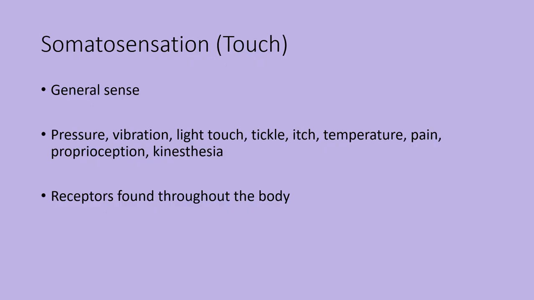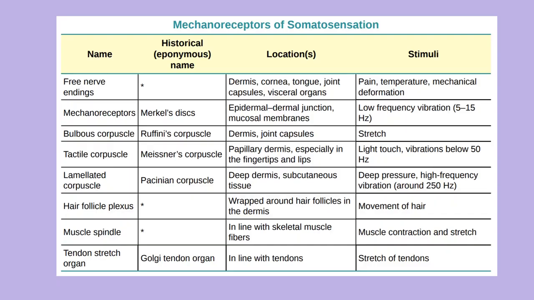Somatosensation or touch is one of your general senses, so the various receptors are going to be located throughout the body. This picks up things such as pressure, vibration, whether you have an itch, whether it's pain, light touch, or temperature, and they're very specific for all of these, cold temperature, hot temperature, etc. And this table just shows some of the different types. They're usually mechanoreceptors that are picking up these various touch sensations, where they're located, and what stimulates them.